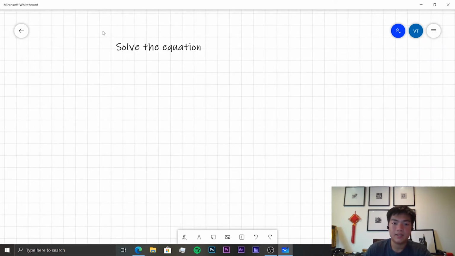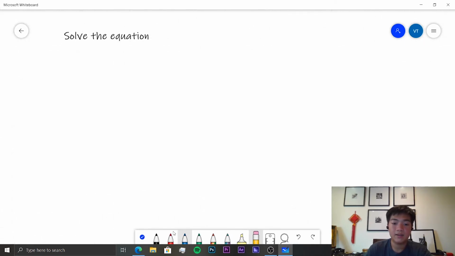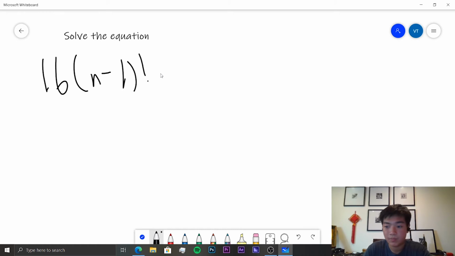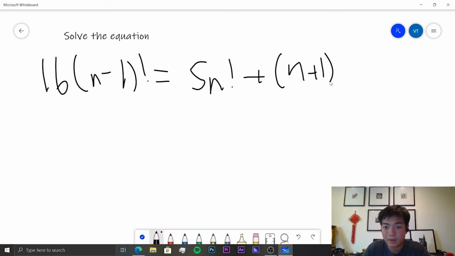Okay. Solve the equation, and I'll write it out. 16 times n minus 1 factorial is equal to 5n factorial plus n plus 1 factorial. Okay, where n, of course, is an integer. So how do we do this?